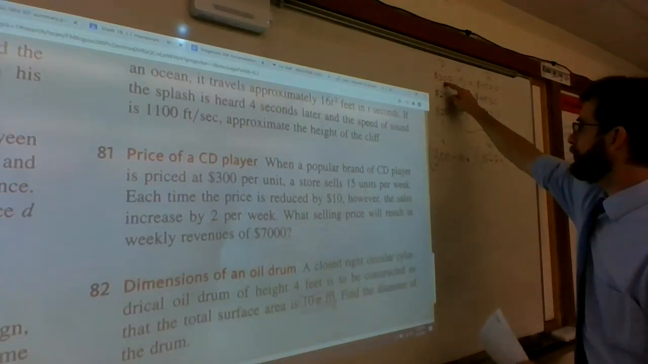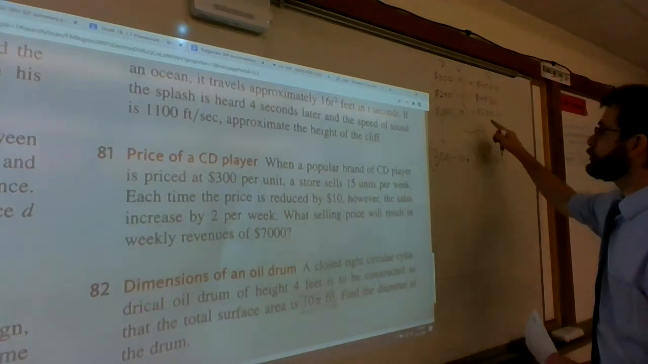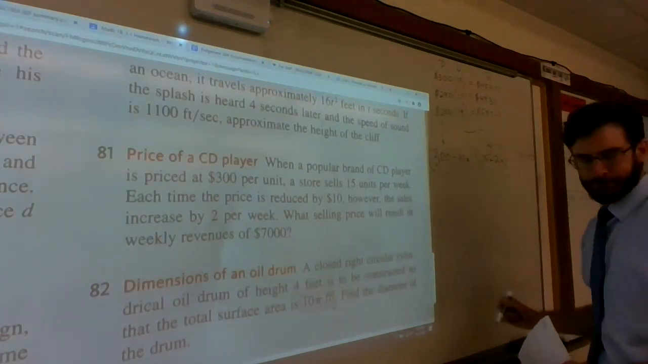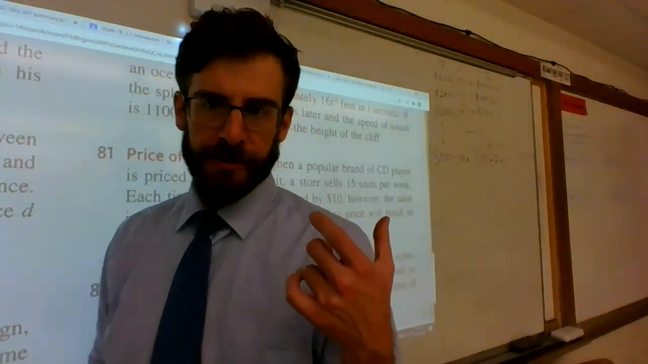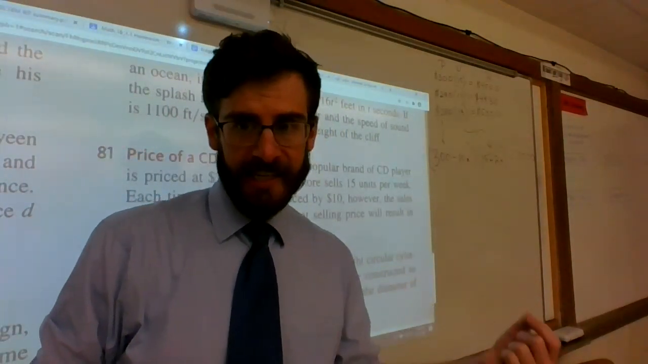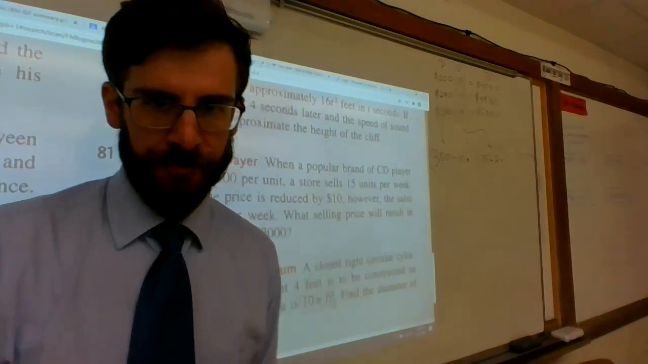So you go from 300 minus 10x, and you multiply by 15 plus 2x, we're just trying to figure out when that will equal 7,000. So when will multiplying the price per unit times the number of units sold equal 7,000? So then it's just kind of like an algebra equation from back in the day.